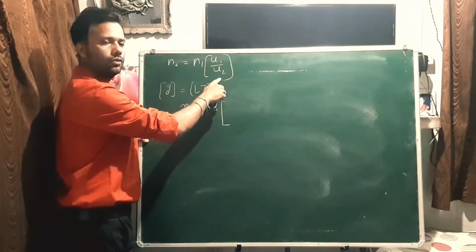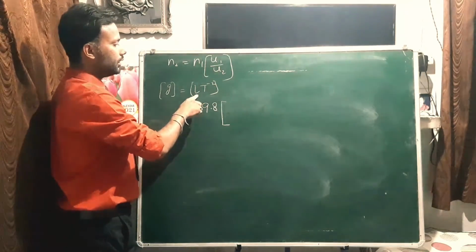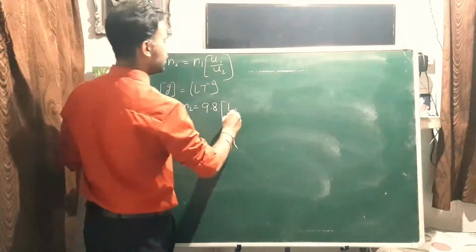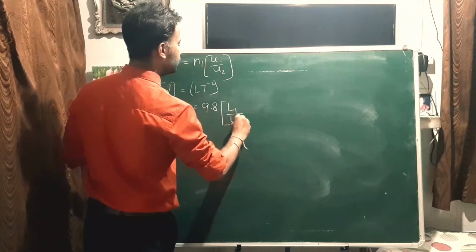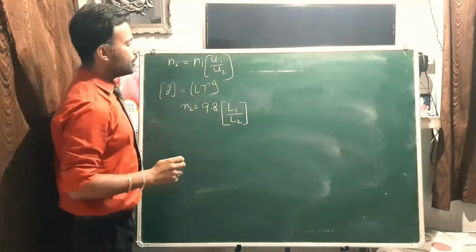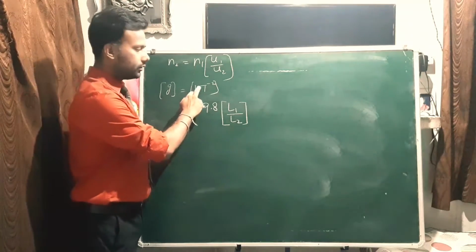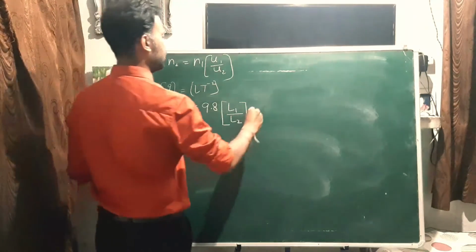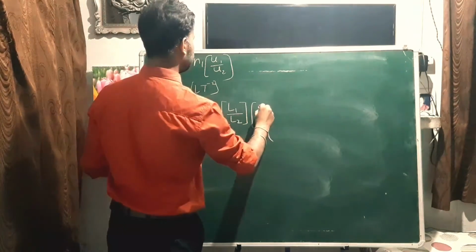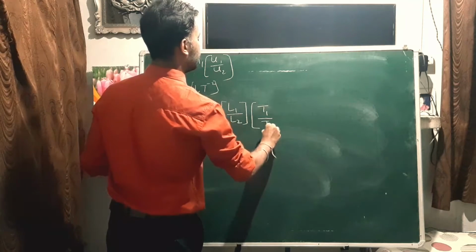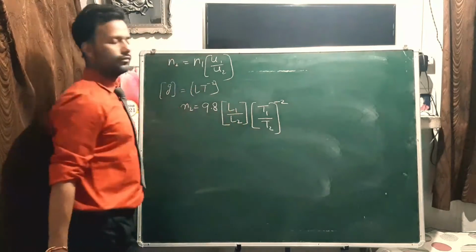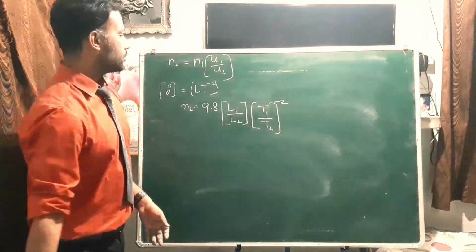Now U1 upon U2. So the length will be L1 in the first unit, and it will be L2 in the second unit, right? U1 upon U2. What is the power of L here? It is 1, power is 1. Then T minus 2. So T1 upon T2, and what is the power? Power is minus 2. Alright. So this is our second step.